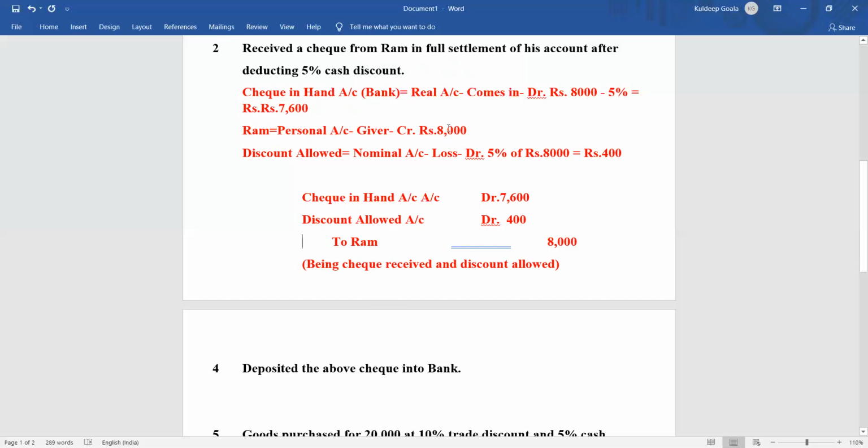Clear? So you will keep it as check in hand, and check in hand means it's our asset. चेक जो मेरे हाथ में है, इसलिए check in hand बोलते हैं उसको. चेक जो हाथ में रह गया है. So check in hand is also a real account. Since the check is coming into us, a real account comes in, so that is why it is credit. Clear? So ultimately, it will be check in hand account debit 7,600, discount allowed account debit 400, to RAM account 8,000.